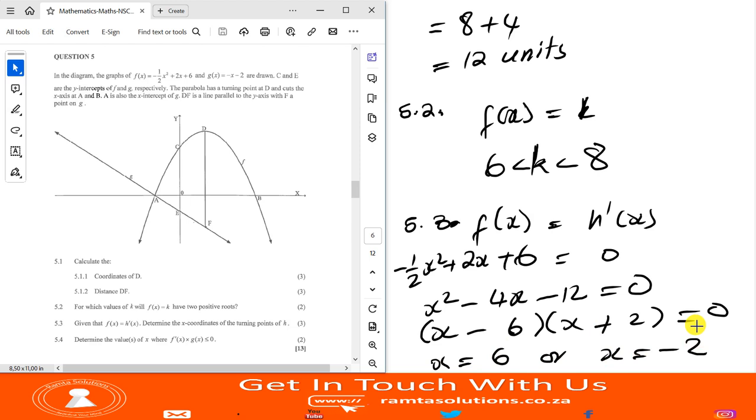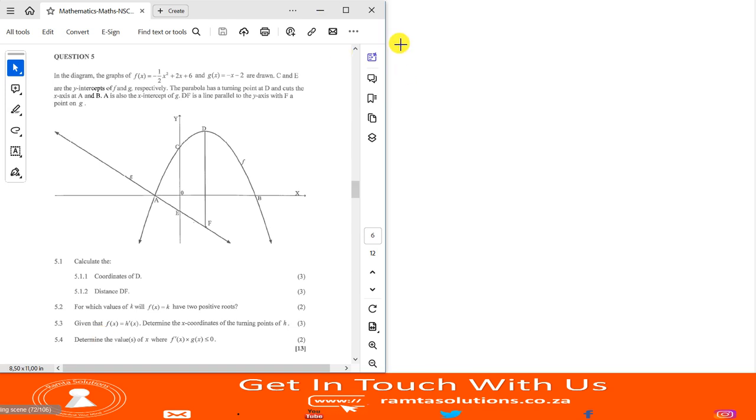The key words on the question were the x coordinates of the turning points of h, and we are given h prime x. To find these stationary points, the x values of the stationary points, we must equate the first derivative to 0. Okay. Moving on. 5.4.